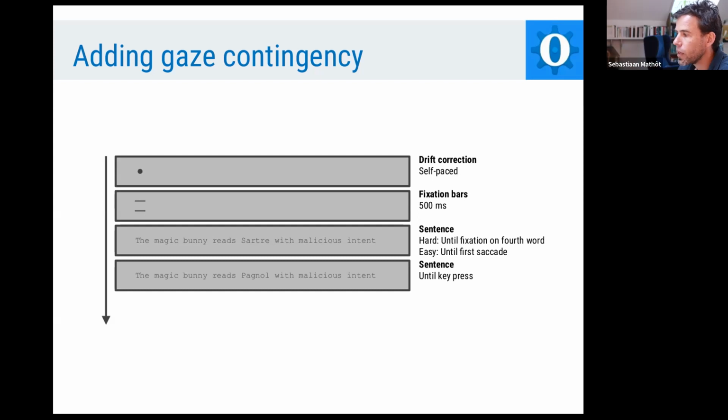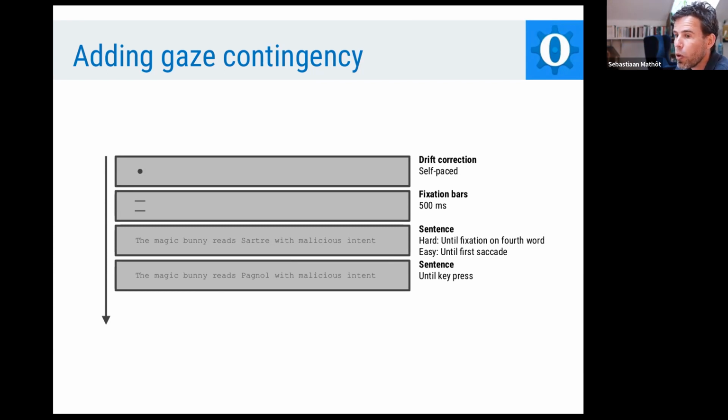Say for example, here the Magic Bunny reads Sartre. If you replace that by another French writer, it doesn't change much. They're both French writers, and it doesn't interfere that much. But if you replace it by something that is really unexpected, what would be very unexpected? Something that is not a writer, like "reads the paper" with malicious intent, then you really change the category of the word that participants are going to look at, and then you would get an interference effect. Those are the kinds of questions that this paradigm is designed to address.